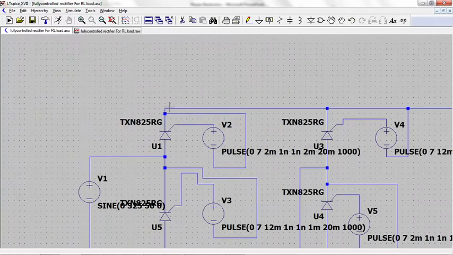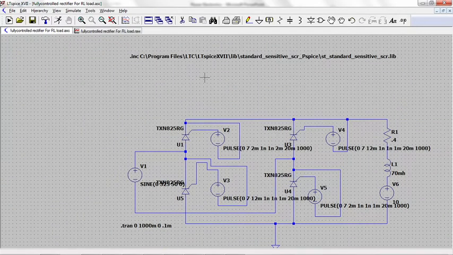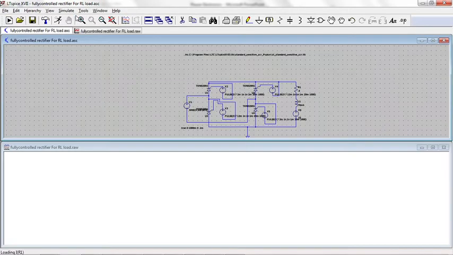Next, we need to consider that these 2 SCRs will turn on at the same time, because we have kept 2 milliseconds delay time and 2 milliseconds delay time here. These 2 SCRs will fire at the same time. We have kept 12 milliseconds and 12 milliseconds, which means these 2 SCRs will turn on in the second half cycle. We'll observe the input voltage right now. What is the input voltage? Input voltage is sinusoidal, correct?